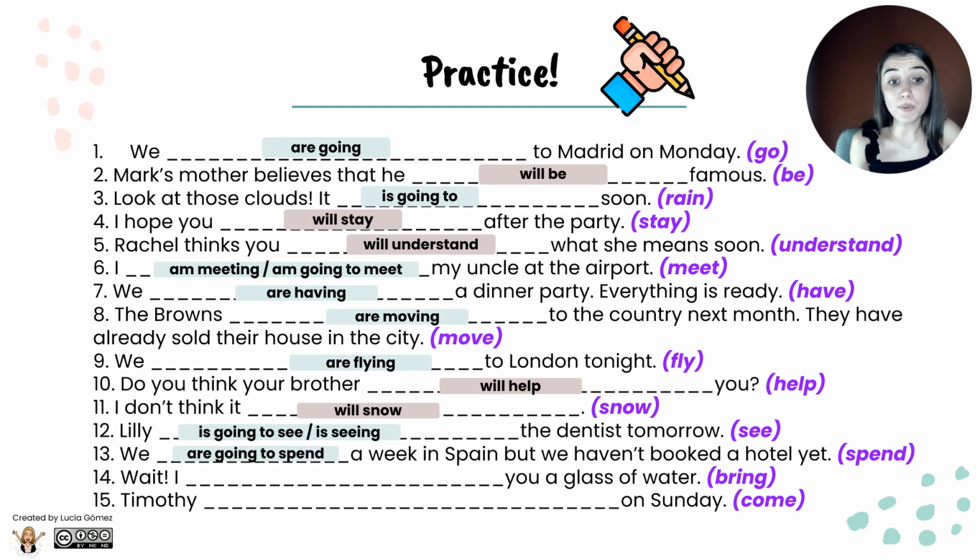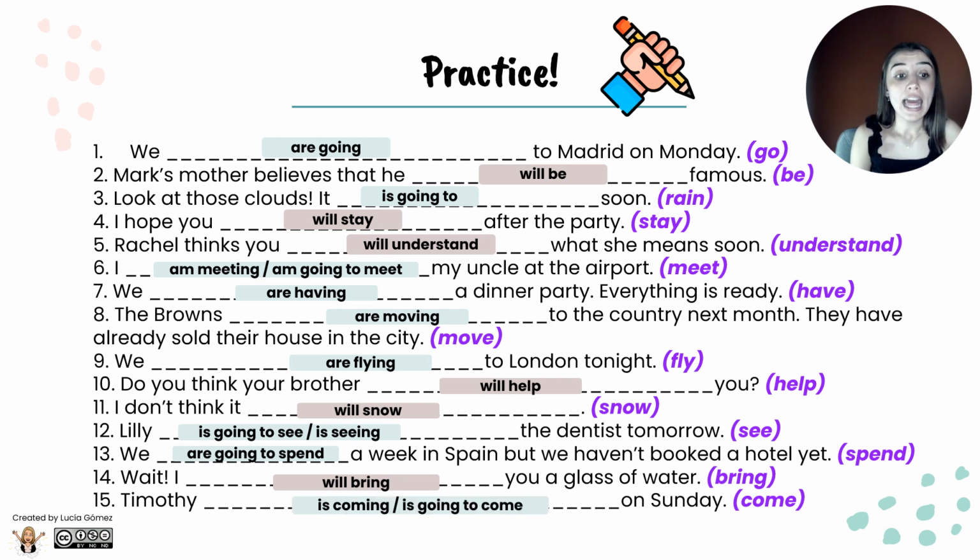We are going to spend a week in Spain, but we haven't booked a hotel yet. Todavía no tenemos el hotel, entonces we are going to spend. It's not a fixed plan yet. Todavía no es fijo al 100%, simplemente pues yo que sé, me he metido en Booking y he bicheado un poquito cómo están los precios de los hoteles en España, for instance. Or, wait, instant decision. I will bring you a glass of water. Okay, so something quite instant.